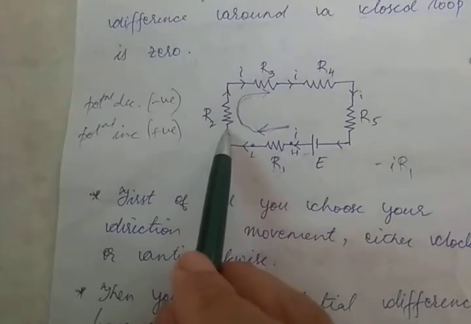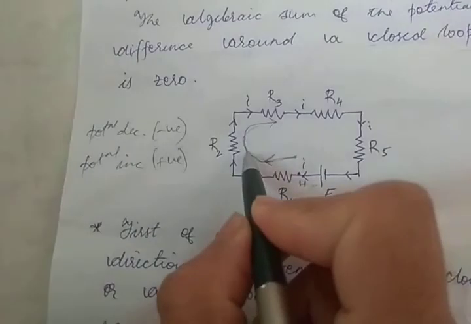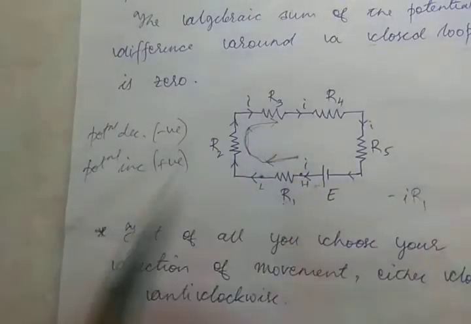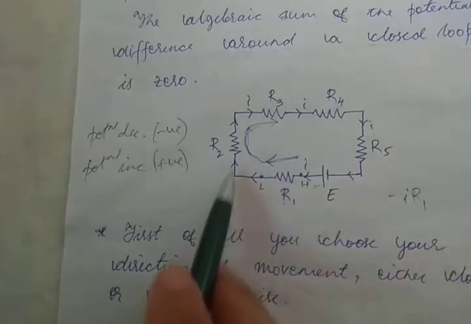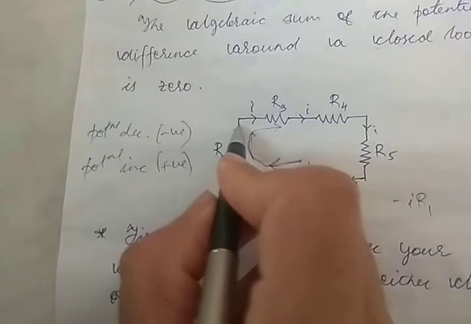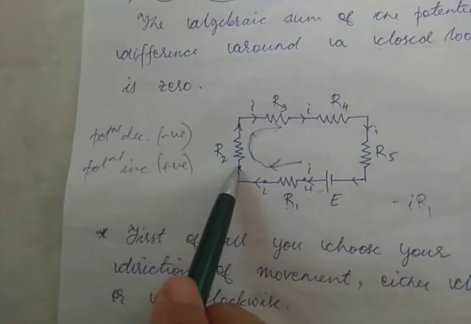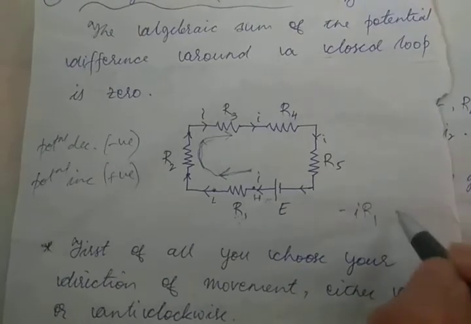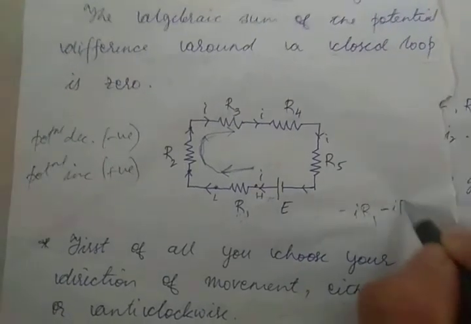Then we encounter resistor R2. We are moving in this direction, the clockwise direction, upward over here. The current I is also flowing in the same direction. So here also we are moving from higher potential to lower potential, because current always flows from higher potential to lower potential. So the potential difference across R2 will also be negative, minus IR2.